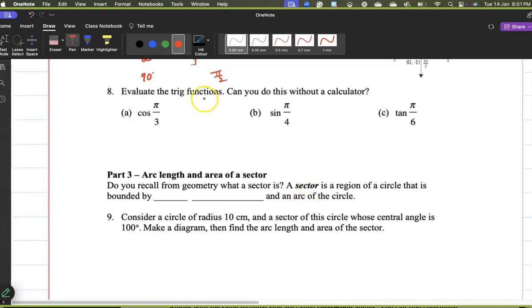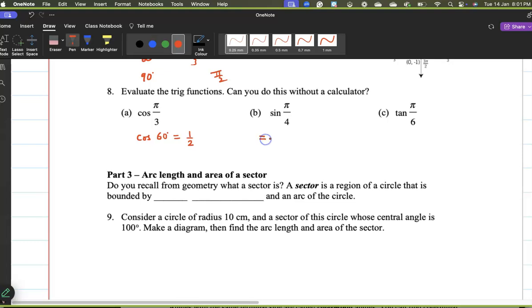Evaluate the trig functions. Can you do this without a calculator? So cos pi by 3. Now pi by 3 is how many degrees? Pi itself is 180, right? So that would be 180 upon 3, so 60. So cos of 60. What is cos 60? Half.